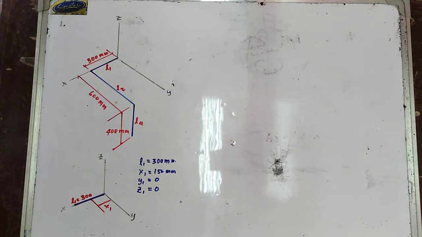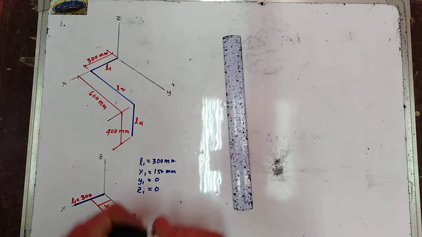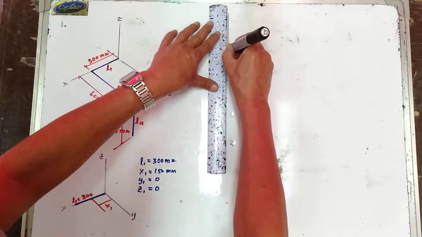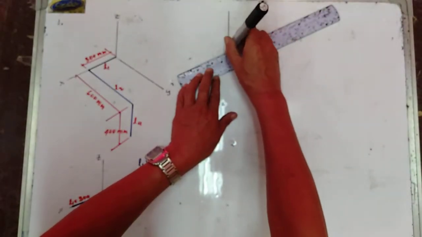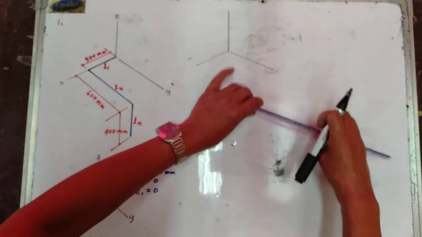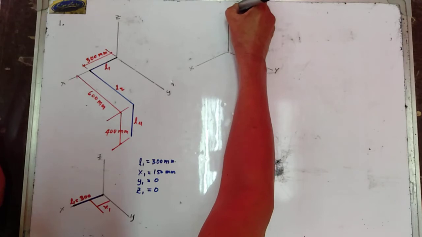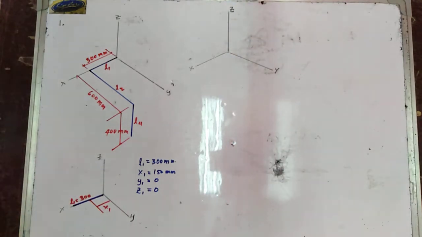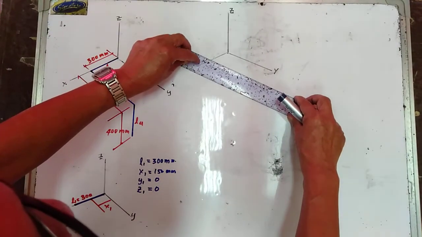So let's proceed to the second line, and that is your L2. Again, we have the x-axis, and then the y-axis. This is the x-axis, this is the y-axis, and this one is the z-axis. So we have your line 2, which is your L2.